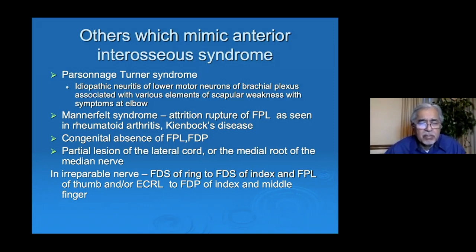In an irreparable nerve, by the way, transfer of the FDS of the ring finger to the FPL of the thumb, and ECRL to the flexor digitorum profundus of the index and middle finger, can be done, which gives functional recovery, and the patient does well functionally.